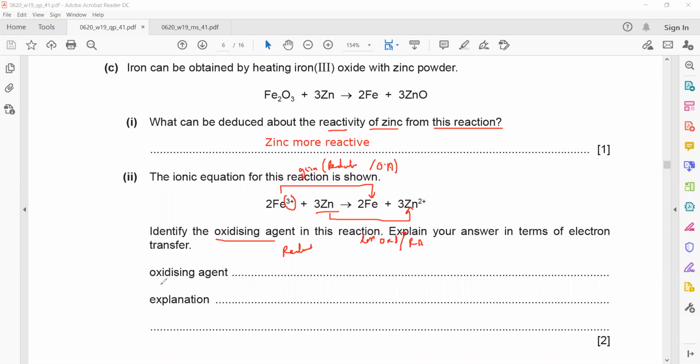So the question is, identify the oxidizing agent. Which substance is the oxidizing agent? You have to mention iron 3+. And why? Because the definition of an oxidizing agent is the same as reduction, because it gains electrons.